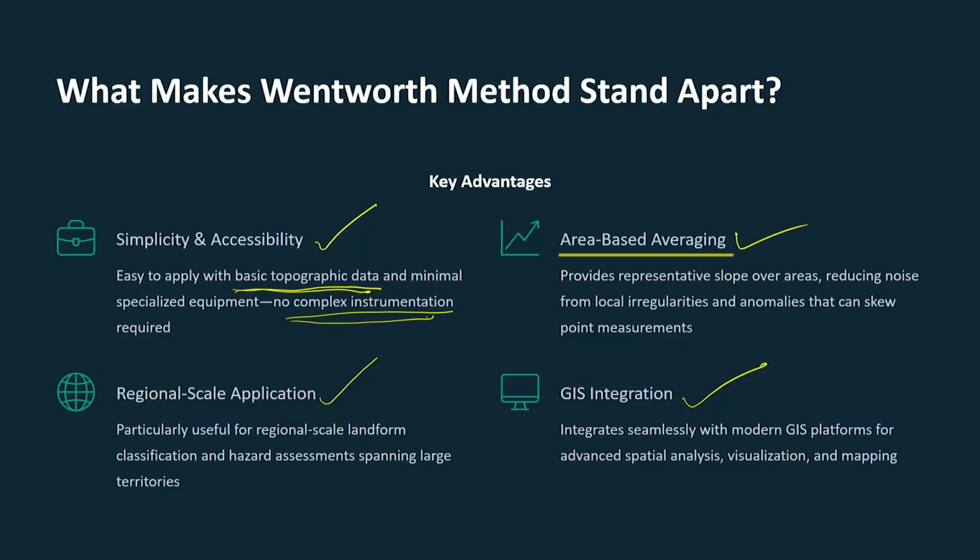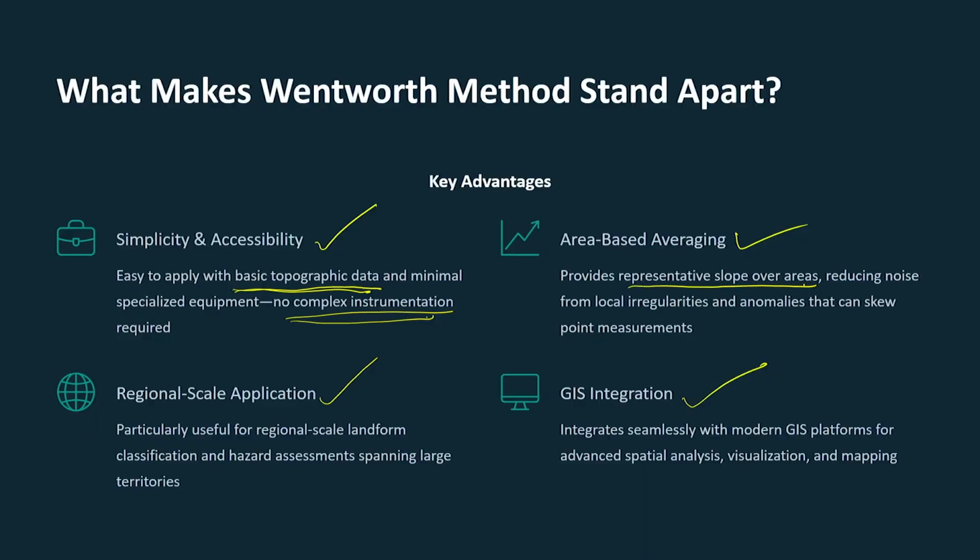The next one is area based averaging. Wentworth's method provides a representative slope over the areas. It helps in reducing noise and other disturbances from local irregularities that can alter or significantly change the measurements.